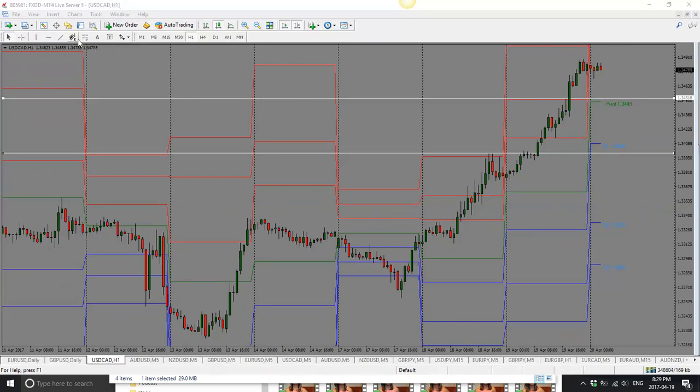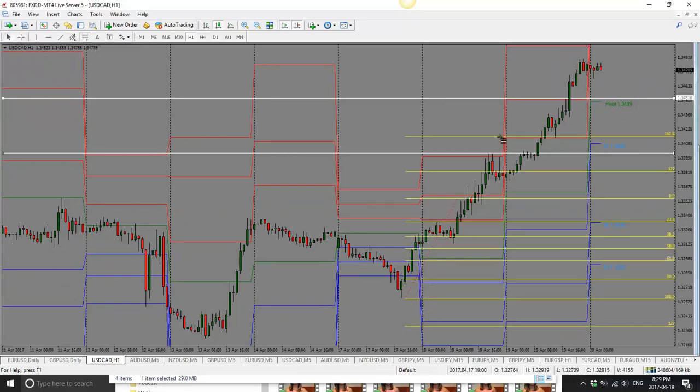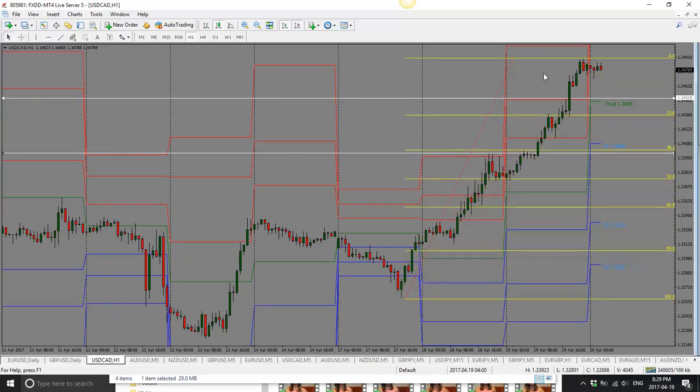And in terms of our fibs, so S1 here, this 134.00 lines up with the 38.2 pullback, which is a good pullback for a continuation of the trend. So we'll keep that in mind as well.